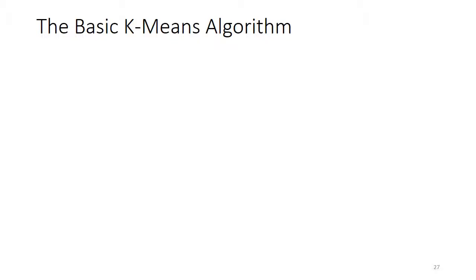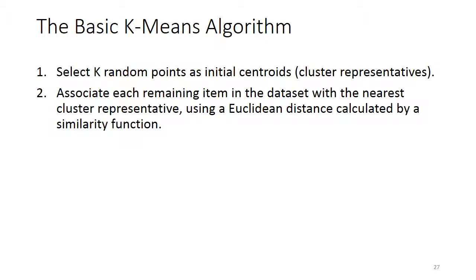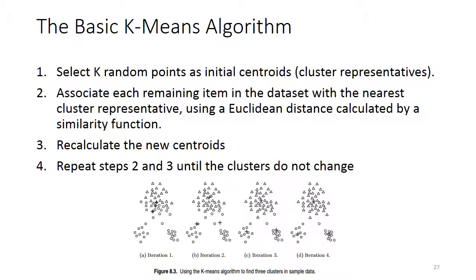So we're just going to go over this again. We select k random points as our initial centroids, and we associate each of the remaining points to a cluster representative, and then we're going to recalculate the new centroids and keep repeating steps 2 and 3 here until the clusters do not change. So it looks a bit like this.